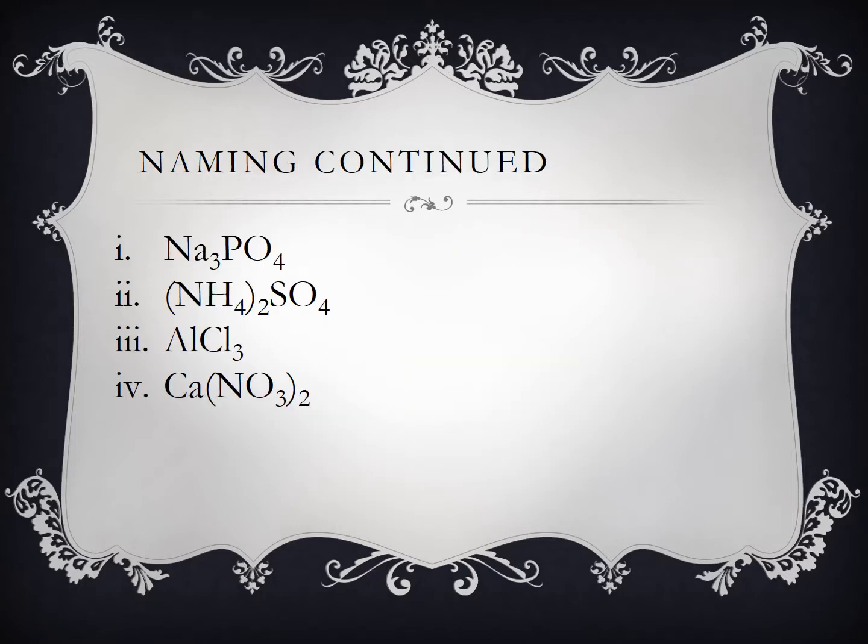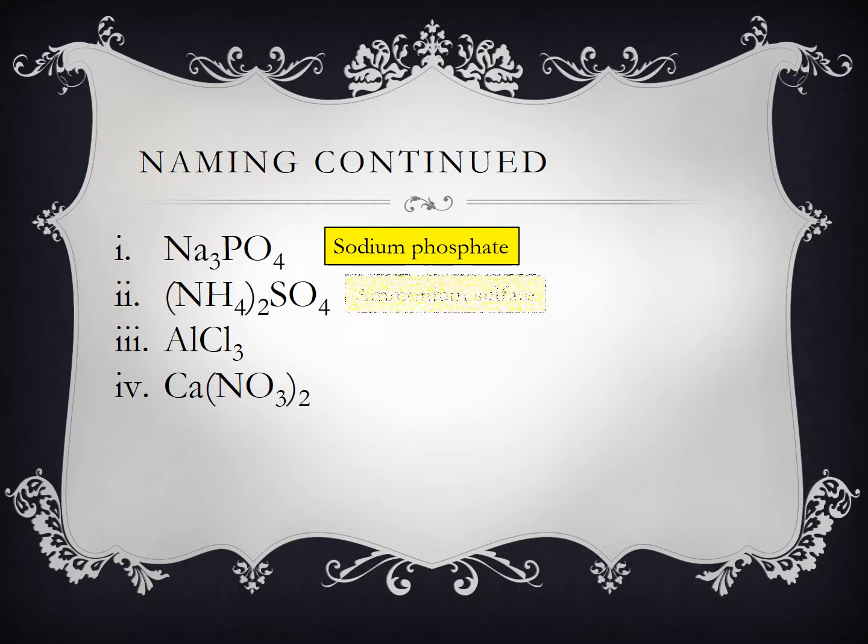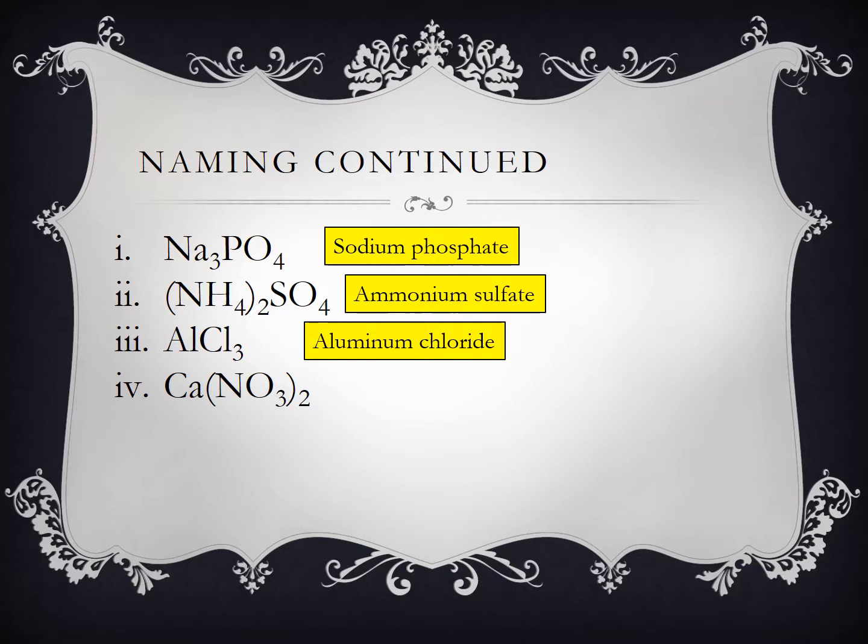Here's some more practice. You should pause and see if you can get these names. And here are your answers: sodium phosphate, ammonium sulfate, ammonium chloride, not a transition metal because there's no Roman numeral, it's not part of the transition metals, and calcium nitrate.